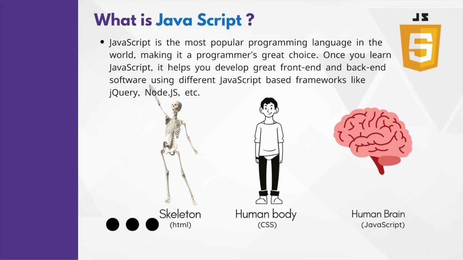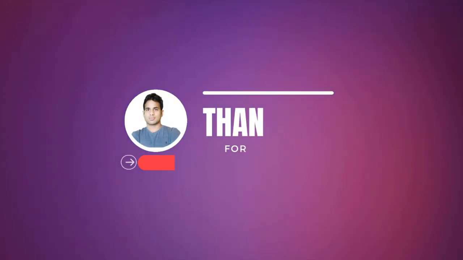If we give an example of a human being, then our bone or body structure is example of HTML. And our skin, someone's white, someone's black, is what makes us look beautiful. So this is example of CSS. And our brain, which gives us the ability to talk or make us do something, this is the example of JavaScript.